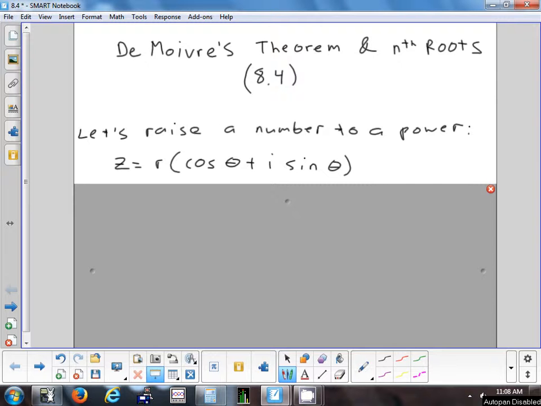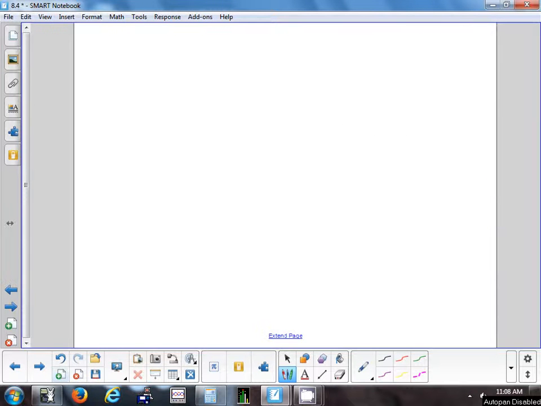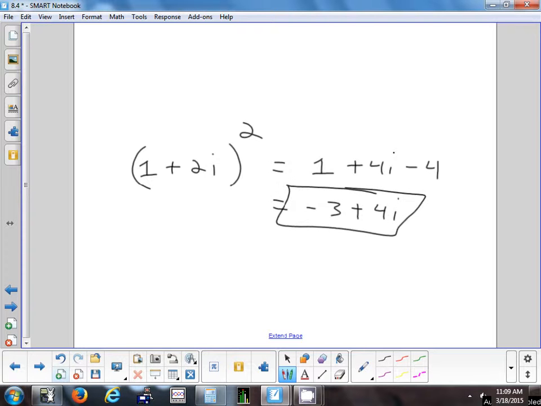So like if you had something like 1 plus 2i, and I wanted you to square it, it's not that hard to really do. We just have to FOIL it out, and we get 1. And then when we distribute, we'd have 2i, another 2i, it's 4i. And then 2i times 2i would be 4i squared. Well, i squared is negative 1. And then when we combine like terms, that's what you get if you took 1 plus 2i and squared it.